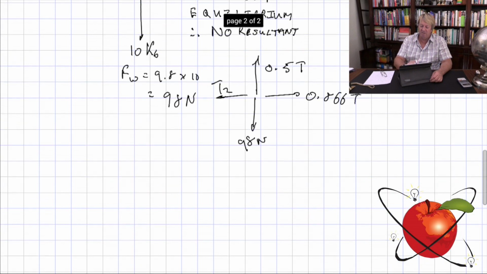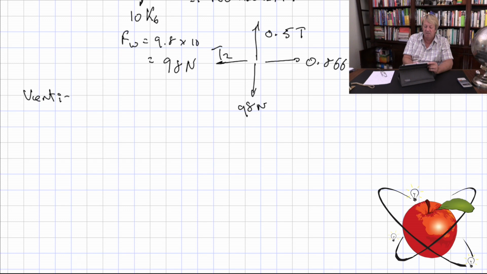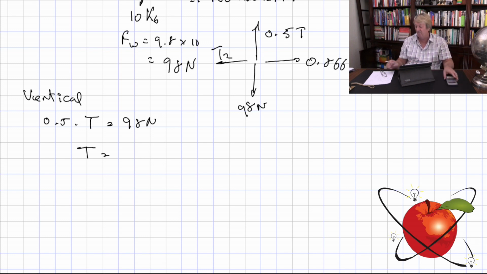Now we go and solve it. Let's just look. 0.5, let's go vertical. 0.5 times t, the vertical one, must be equal to 98 newtons, which is the down. So what is t? Well, t is going to be 98 divided by 0.5. And let's just do that. 98 divided by 0.5 is going to be 196 newtons.